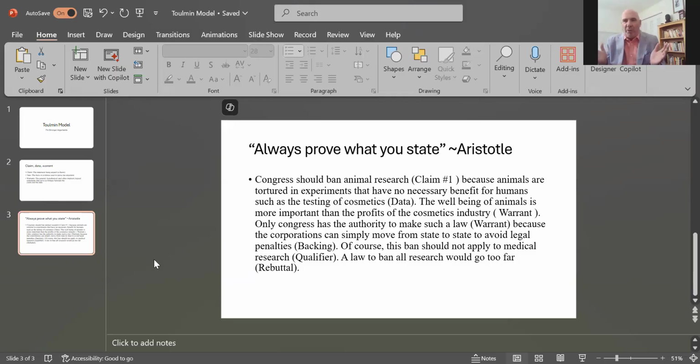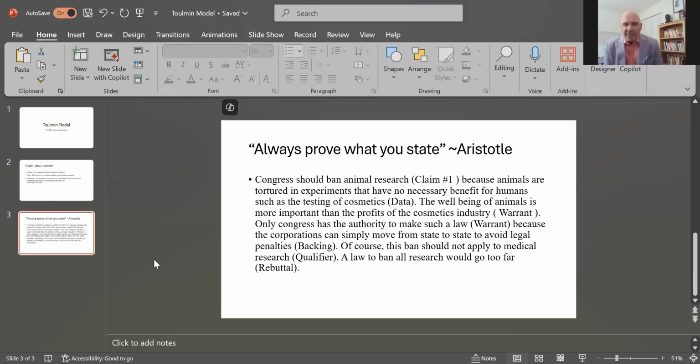I guess that's why I'm bringing this up. So we go on to the warrant. The well-being of animals is more important than the profits of the cosmetics industry. I tend to agree with this too, but the point here is we want to make sure that that warrant, that statement, is proving or is making the case for your claim.